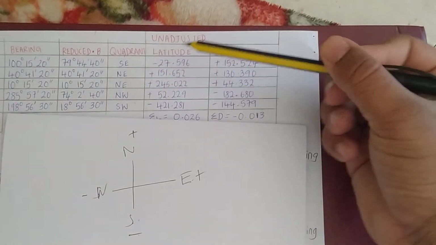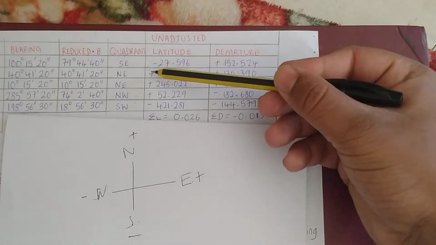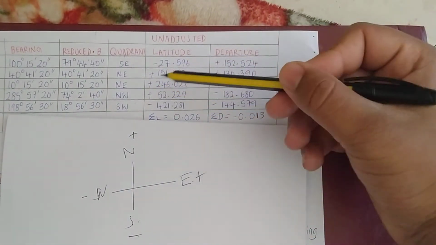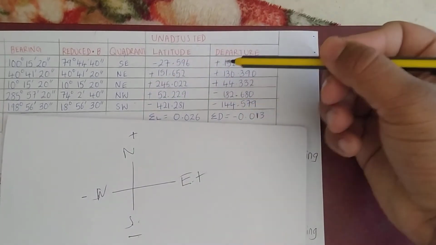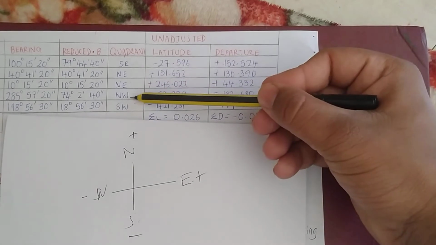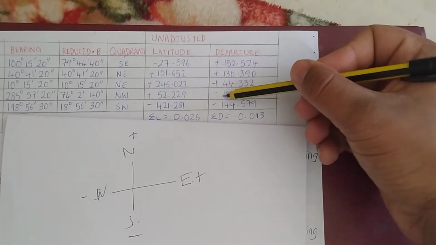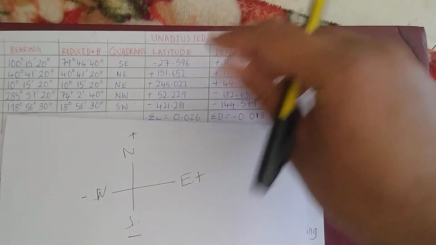This one is northeast: north is positive and east is positive, so I've placed a plus and a plus. The next one is also northeast, so a positive and a positive. The next quadrant was northwest, so north is positive and west is negative. That is why I've put these signs here.